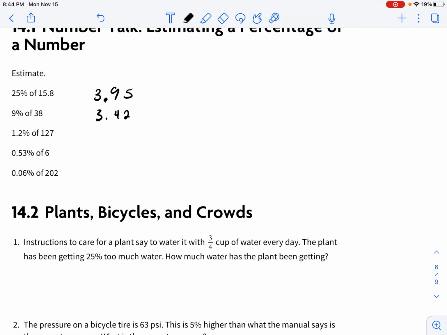1.2% of 127. Well, 1% is just going to be 1.27. And then the extra 2% is only going to add a little bit more. So 1.2%, I'm just going to say, is going to be about 1.3.